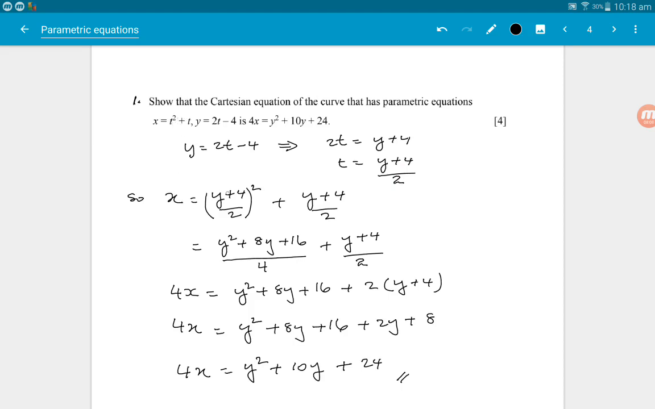So x equals y plus 4 on 2 all squared plus y plus 4 on 2. I expand here, y squared plus 8y plus 16 on 4, don't forget to multiply the bottom as well, is equal to y plus 4 on 2. Multiply the expression by 4, so I get rid of the fractions, and then I just remove the brackets and simplify and get the result that is required.